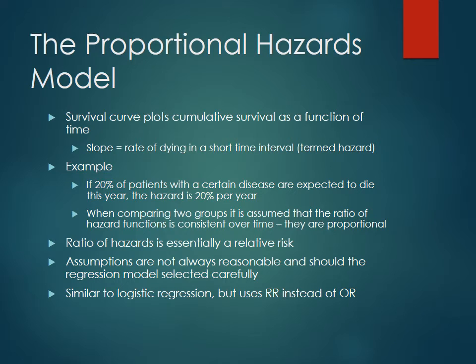And then when you're comparing those hazards to one another, essentially what you're getting is a relative risk. Right, so we talked about that previously, I think yesterday. And again, the assumptions may not always be reasonable in some cases, so you have to look at the model that they're using carefully. But essentially, this is very similar to a logistic regression, but you're going to end up getting relative risk values spit out instead of odds ratios. So again, a little bit different in how we're going to be doing that.